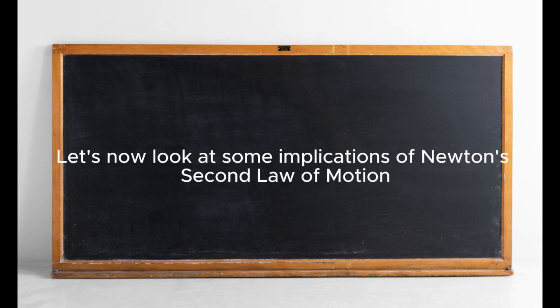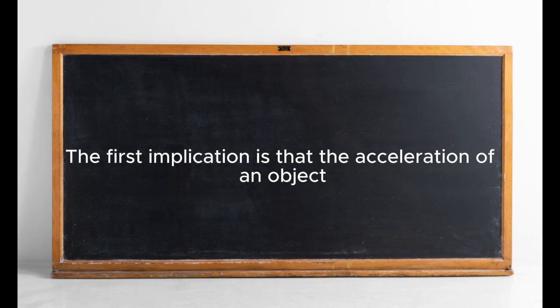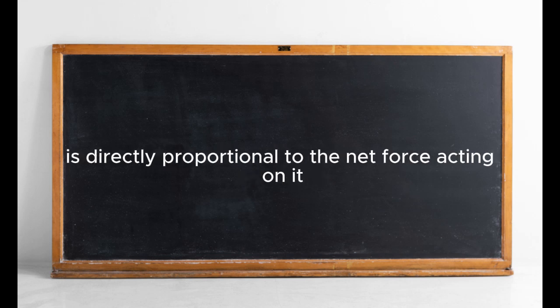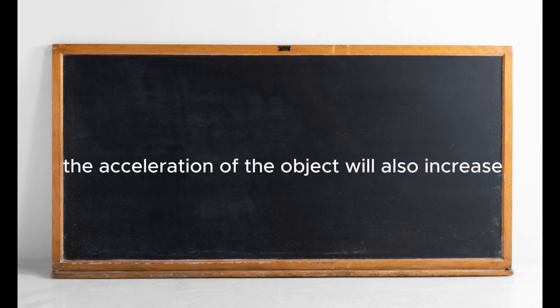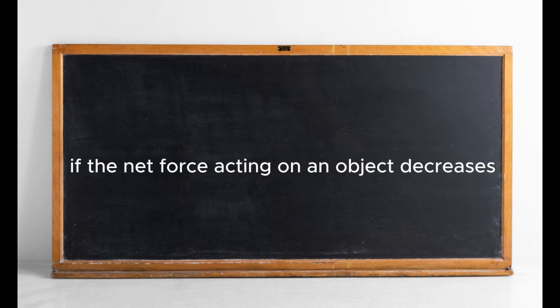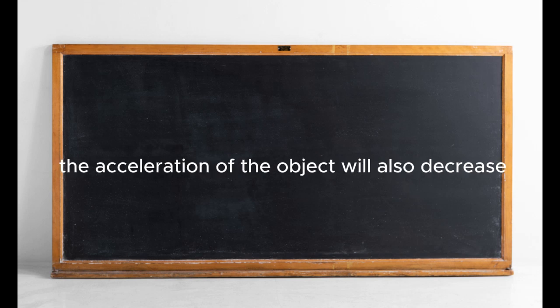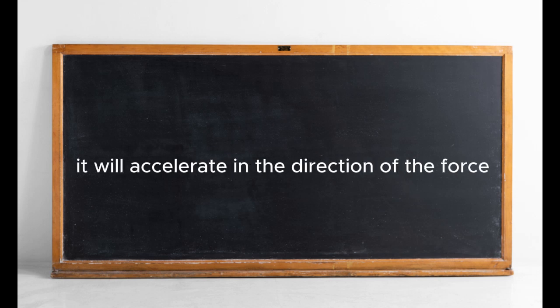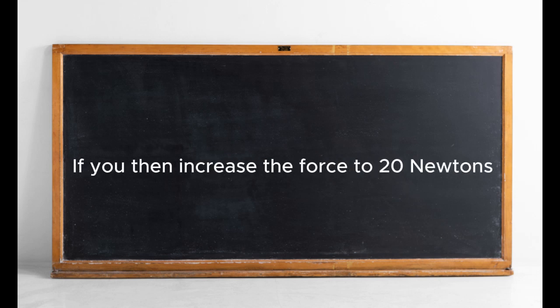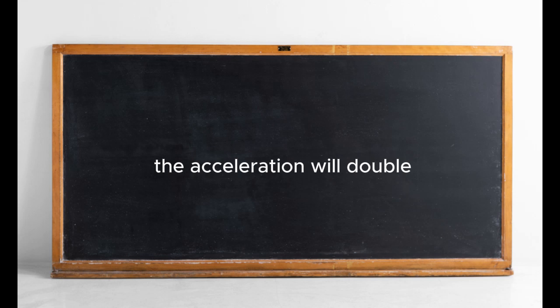Let's now look at some implications of Newton's second law of motion. The first implication is that the acceleration of an object is directly proportional to the net force acting on it. This means that if the net force acting on an object increases, the acceleration of the object will also increase. Conversely, if the net force acting on an object decreases, the acceleration of the object will also decrease. For example, if you push a shopping cart with a force of 10 newtons, it will accelerate in the direction of the force. If you then increase the force to 20 newtons, the acceleration will double.